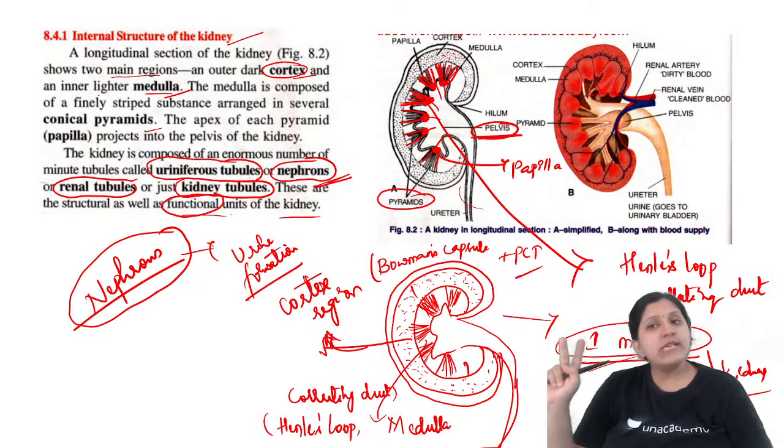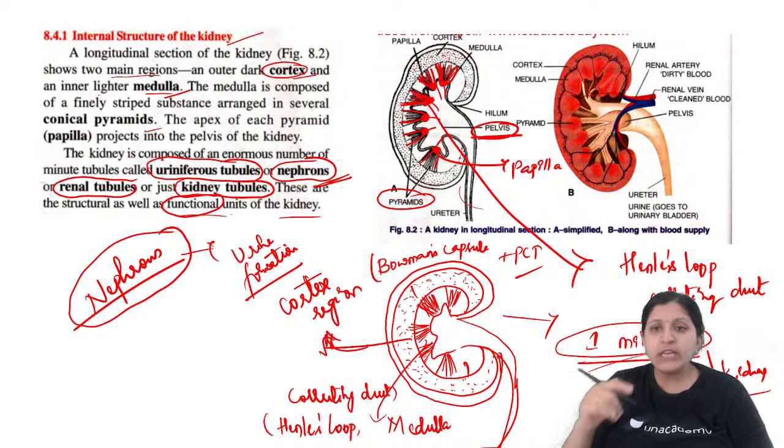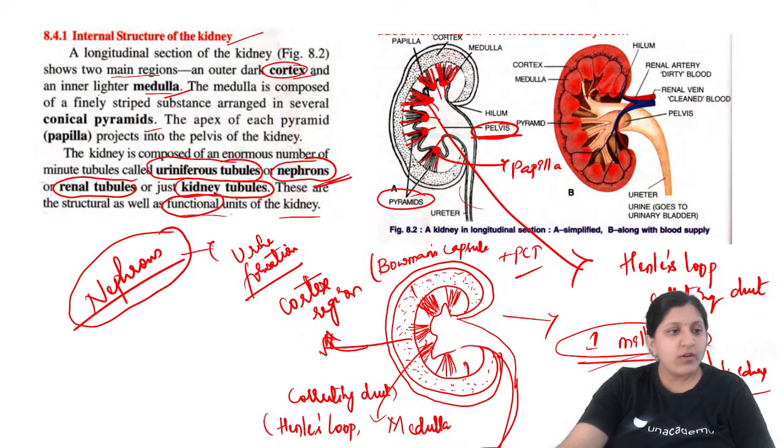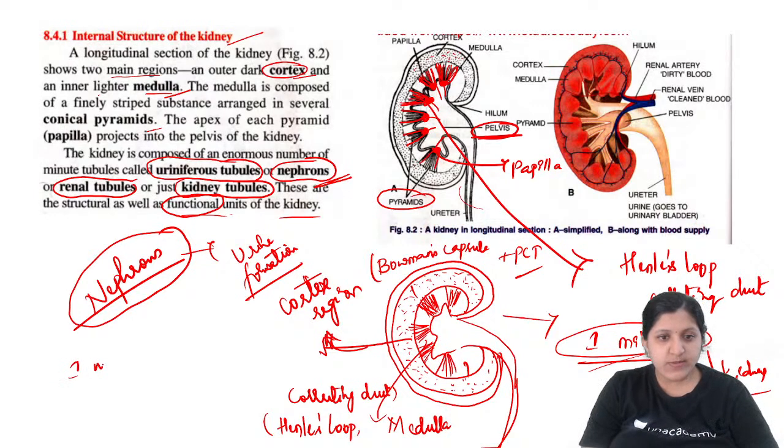So if two kidneys are there, then together it will be 2 million. I cannot write this side, you can't see this one. So it is basically 1 million nephrons per kidney. So this is per kidney.